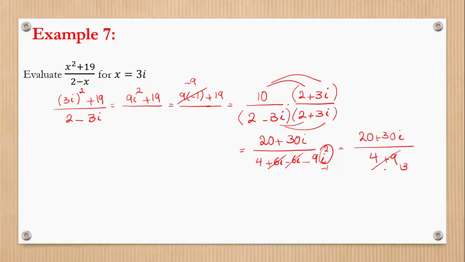And since there is only one number in the denominator, I can separate the fractions and rewrite it as 20 over 13 plus 30 over 13 i. And that's the final answer for this expression.